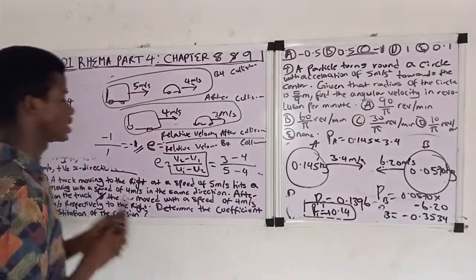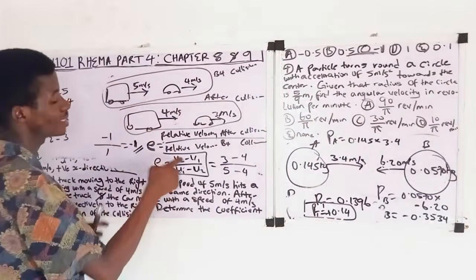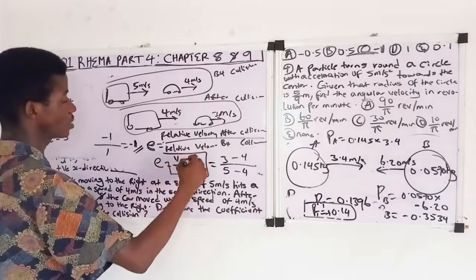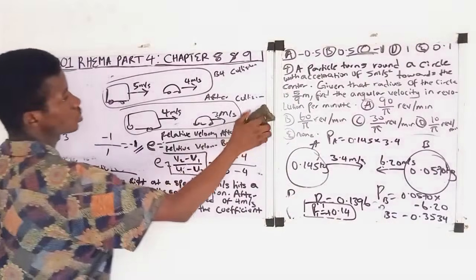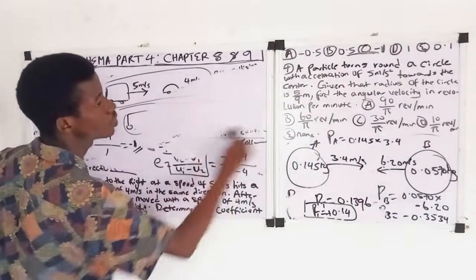Okay, so that is it. Now let's move to the next. Please don't forget, don't miss this up: V2 minus V1 divided by U1 minus U2. So the next question, question 4.